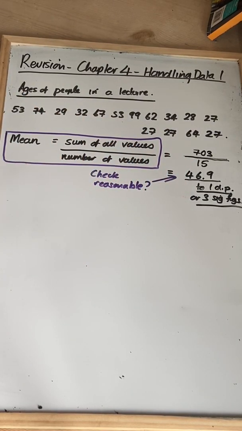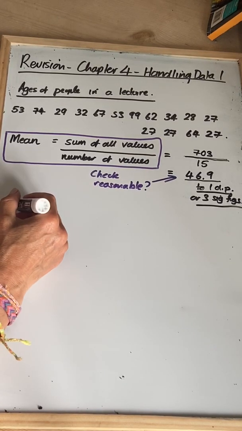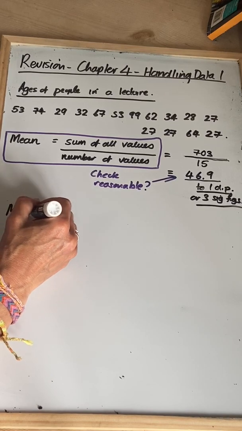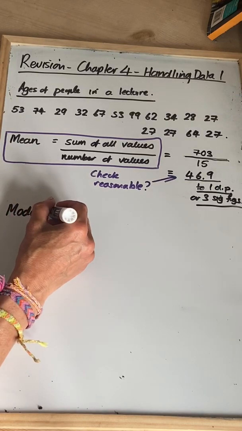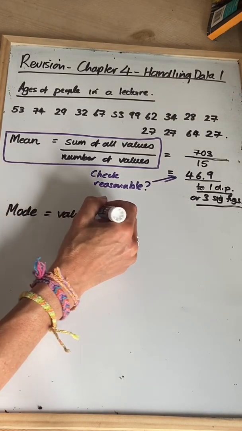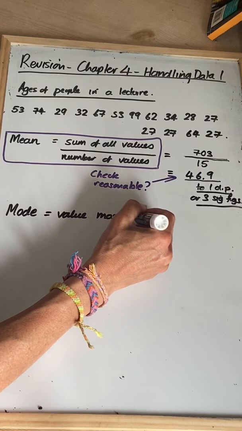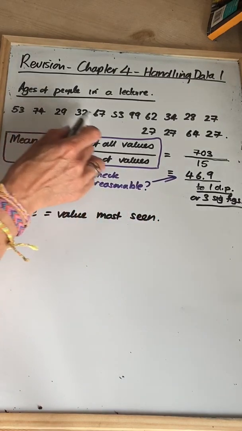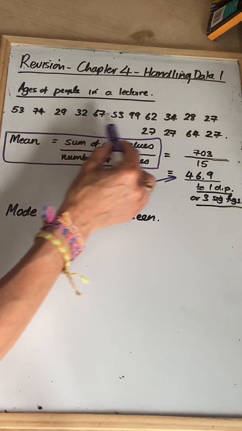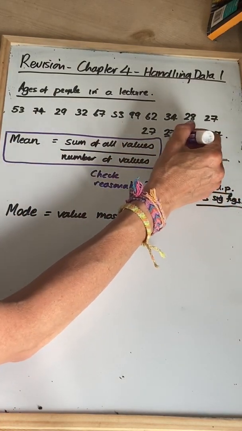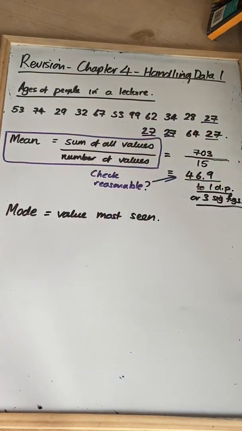Next measure of average, or centralness, centrality we sometimes call it, we're going to call the mode. Now the mode is the one that you see the most. Equals value you most see. Yeah. Now I think looking at this data, it's fairly obvious which one is the most seen. Just looking at it, we've got 1, 2, 3, 4 values that are 27. And we don't have as many of that as of any others.